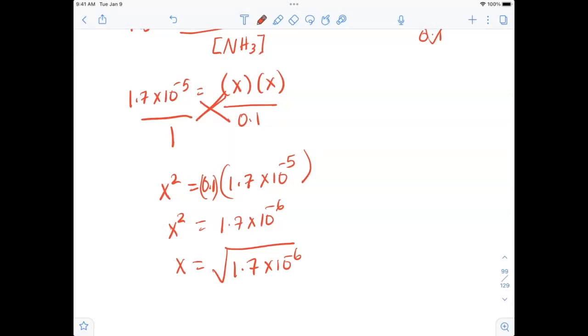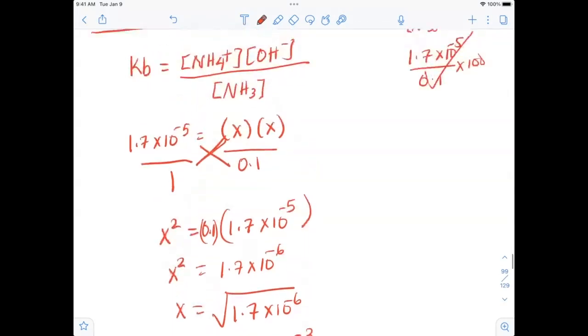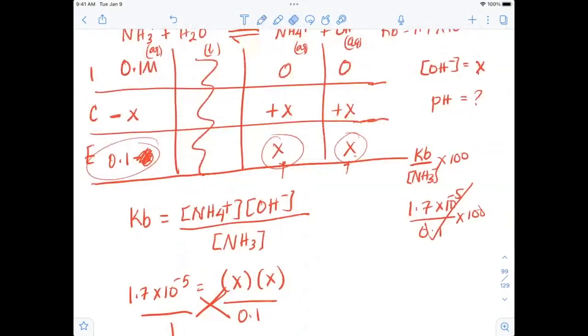I need to find the square root on my calculator. Where's the square root? Square root, 1.7 exponent negative 6, close parentheses. Did I have opening parentheses? No, delete this. Press equal. Okay, x equals 1.3 times 10 to the negative 3. So according to this, it is 1.3 times 10 to the negative 3.